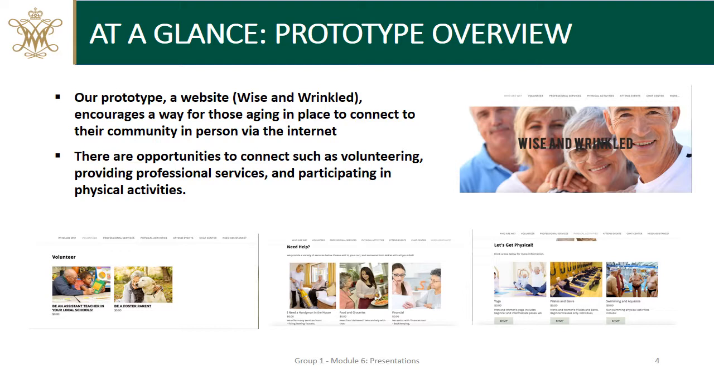Our prototype is a website called Wise and Wrinkled. It encourages a way for those aging in place to connect in their community. Not only does it encourage them to connect via internet, such as chat centers and chat rooms, for those with like-minded interests, such as discussing classic movies, veterans in a chat room, or even online dating, it also provides them a way to connect via the community in person, such as volunteering, providing professional services, and participating in physical activities. Those examples would be fostering a pet, providing basic administrative assistance, and also joining a swim team.